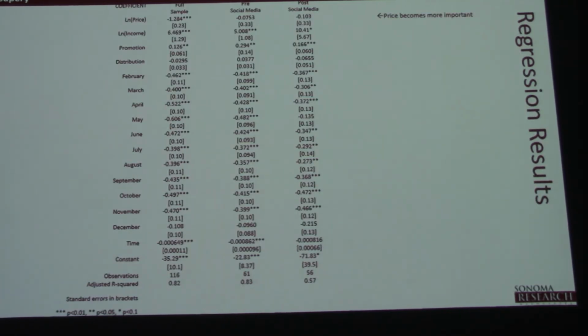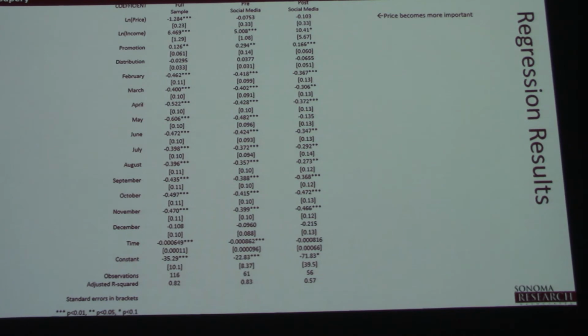Here's the actual data. So there's our 82 R squared. For the pre-period, the R squared actually goes up a bit to 83. And for the post-period, it does go down a bit to 0.57. And I was looking at that, trying to figure out why the R squared is so low.